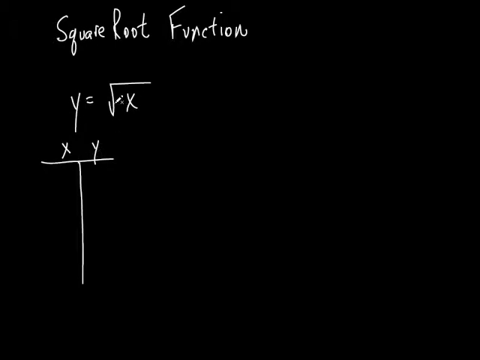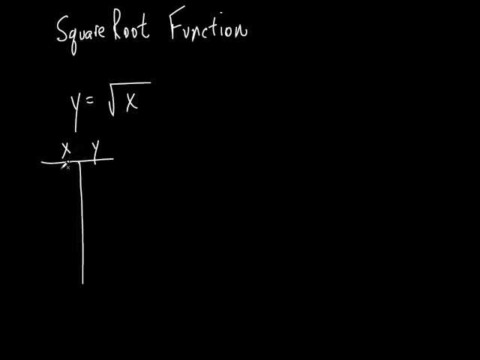Earlier we put -2, -1, 0, 1, 2. Can you put in a -2 for this? No, you can't, because you can't take the square root of a negative number. So none of my x's are going to be negatives, are they? I can't put negatives in here because I can't take the square root of a negative number. It doesn't come out to a real number. It comes out to an imaginary number, and I can't graph imaginary numbers.